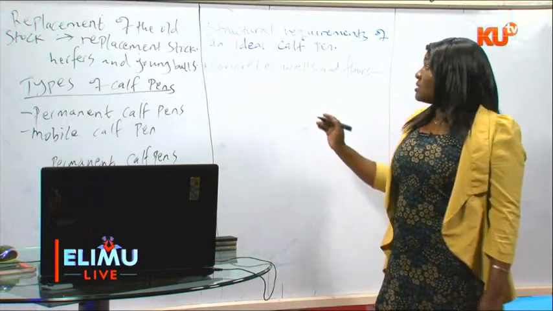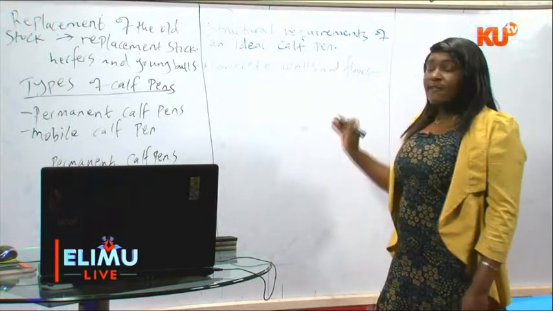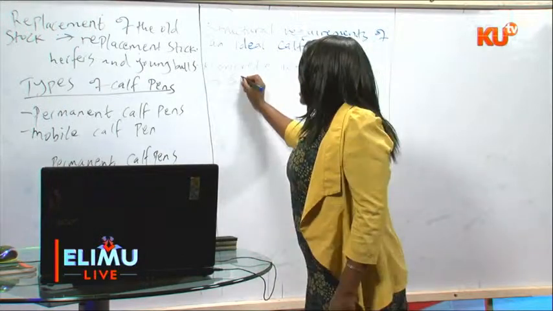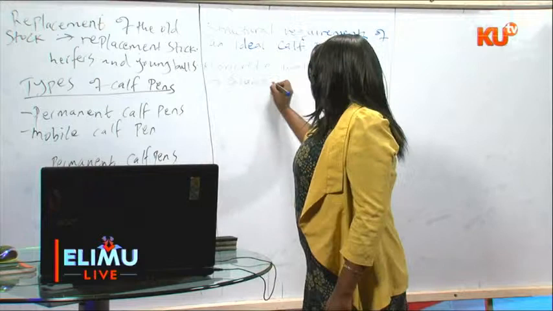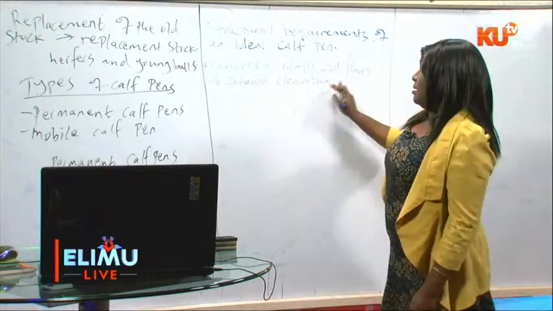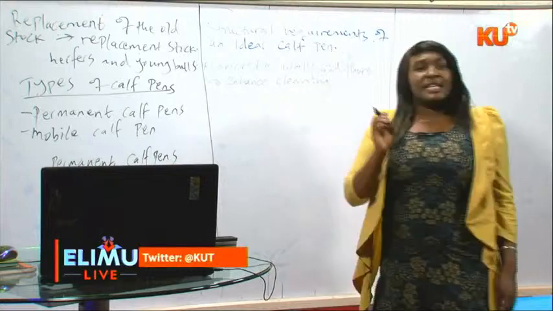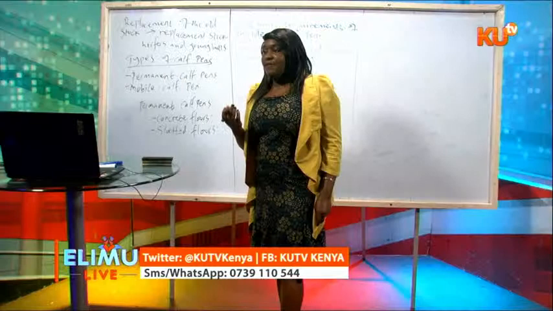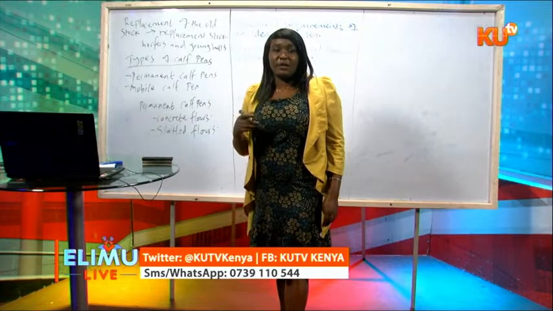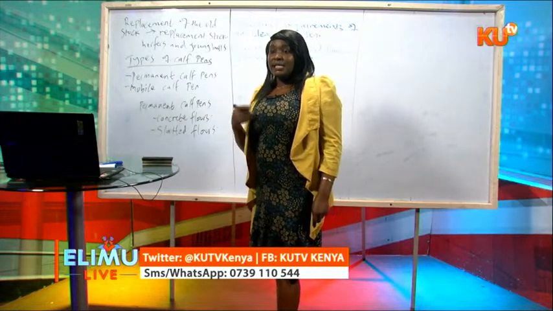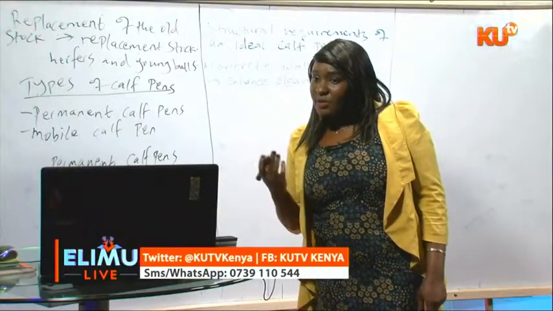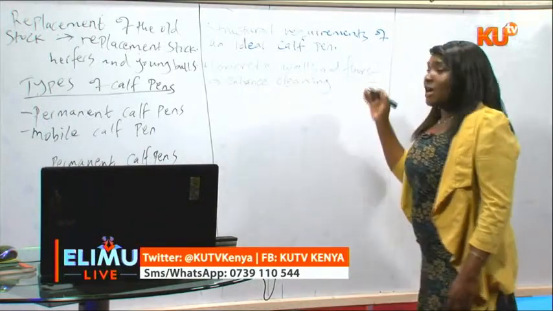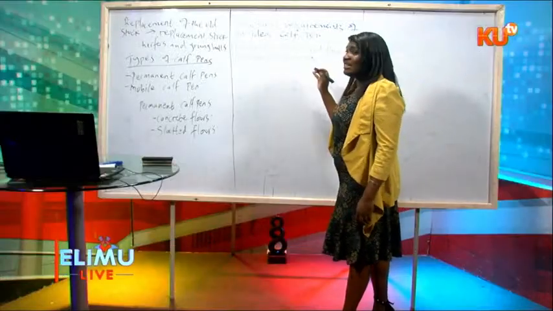And this is because these concrete walls and floors are easy to clean. This is to enhance cleaning, or to make the calf pen easy to clean. We need to clean these calf pens more often, and I believe that you have a reason why we clean our houses. Of course, it's because we don't want accumulation of parasites and diseases.